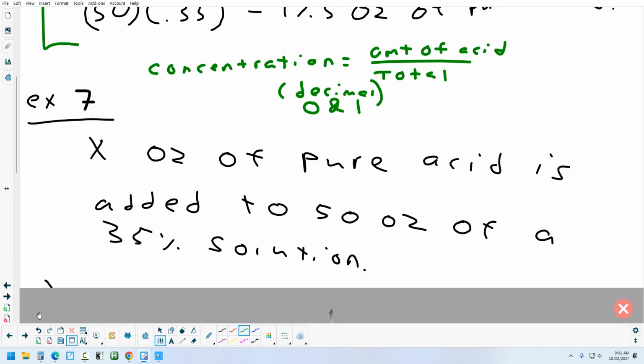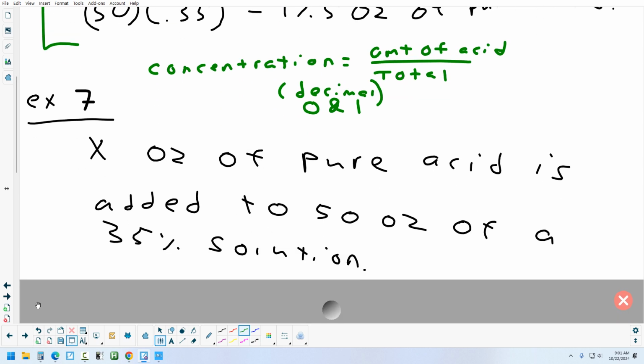So now, let's say that we take our solution that we have. It's 50 ounces, and right now it has 35% acid in the solution. What we're going to do is we're going to pour in 100% pure acid into our mixture to make it stronger. I want to find a formula that will give me the new concentration as I continue to pour in 100% pure acid to the mixture that I already have.